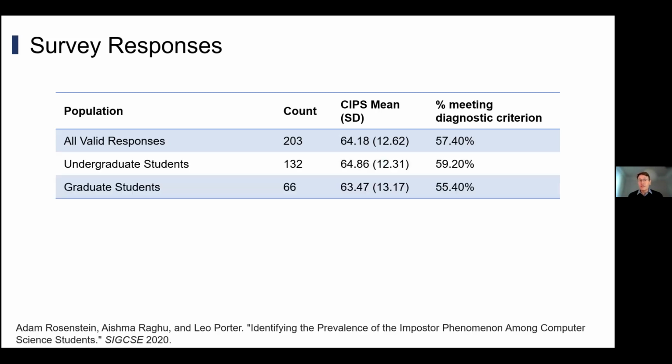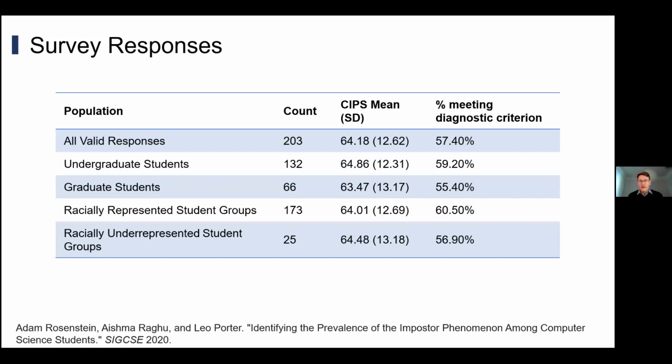In terms of undergraduate versus graduate students, we did not see a significant difference between those two populations. We did not see a significant finding among students based on different races either, although that could be partially due to sample size. We did have a low number of students in the racially underrepresented groups.